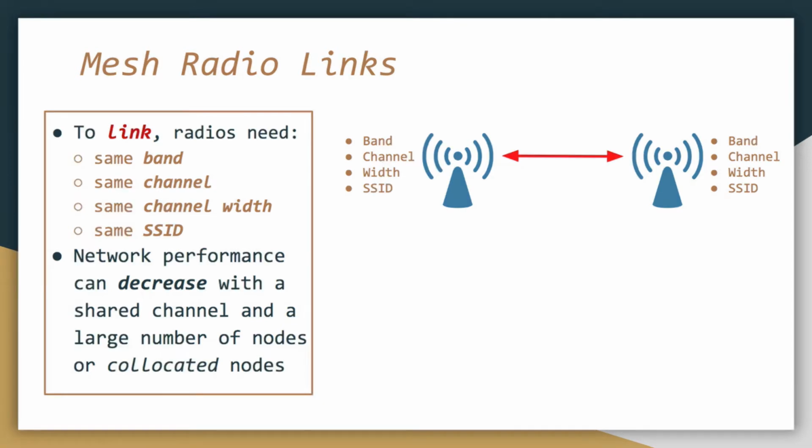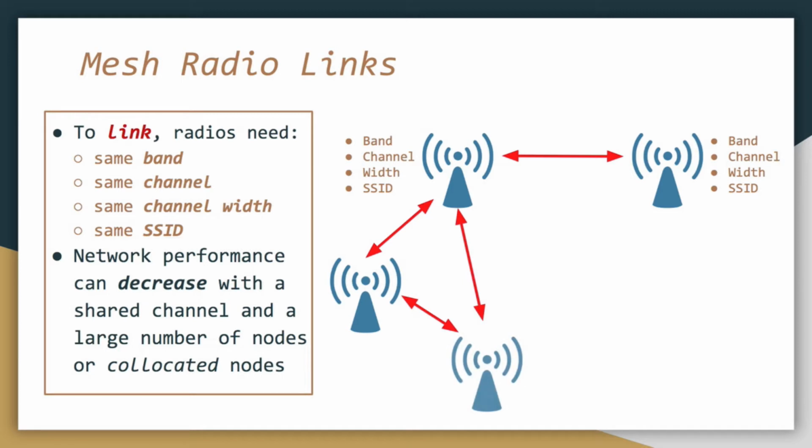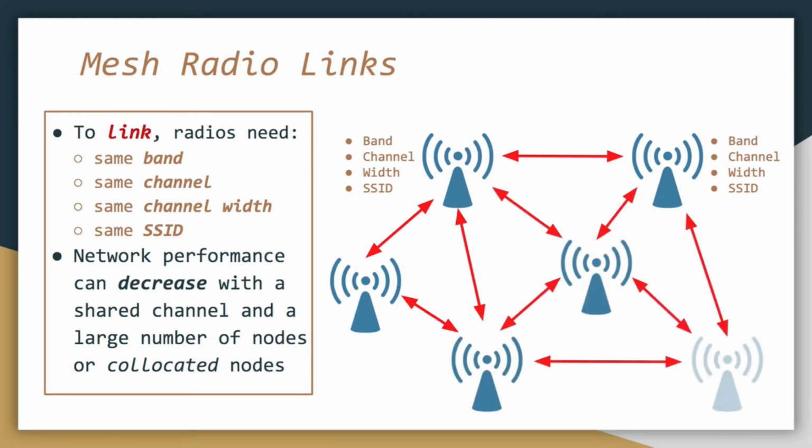If you have individual radios at different locations across an area, then all of those radios could use the same band, channel, and channel width. That way, they can establish a mesh network and route data to each other as needed. But as more nodes join the network, or when several nodes are co-located and share the same channel, it's possible for overall network performance to decrease. We'll talk more about the reason for this in a moment.